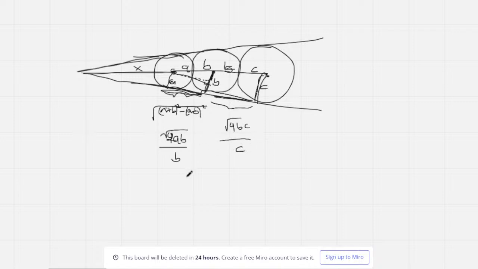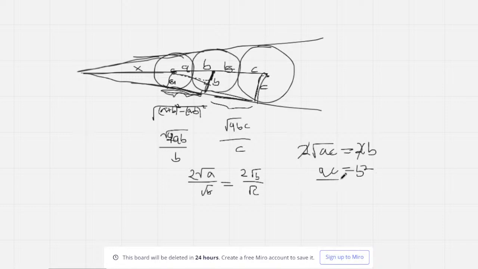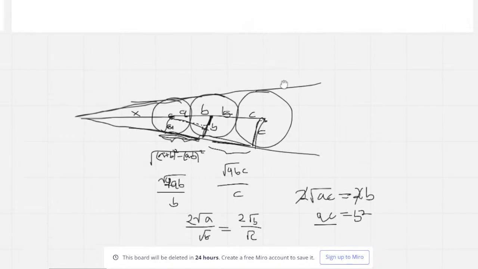And so if we simplify this, this is actually 2 times root a over root b, which we know is equal to 2 times root b over root c. Now this is the characteristic of a geometric series, but if you're not convinced, you can just cross multiply. So 2 root ac equals 2b, cancel out the 2's, ac equals b squared. And so b is the geometric mean of a and c, which is the definition of a geometric series. So now knowing that, let's go back up here.